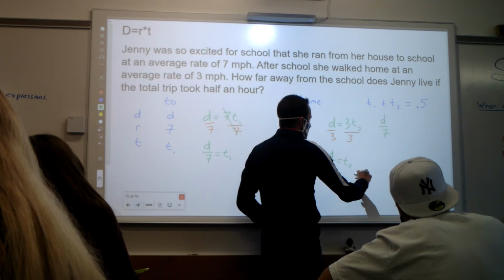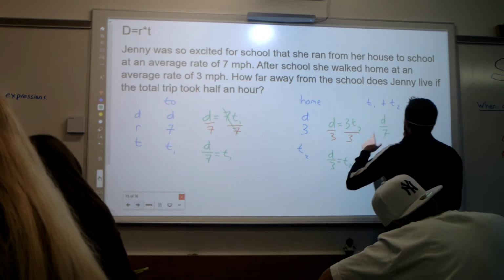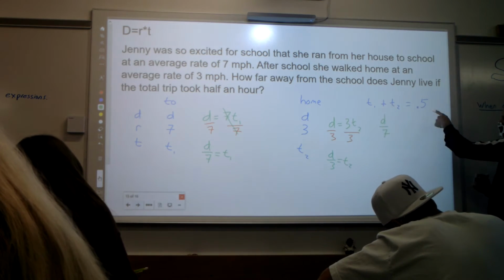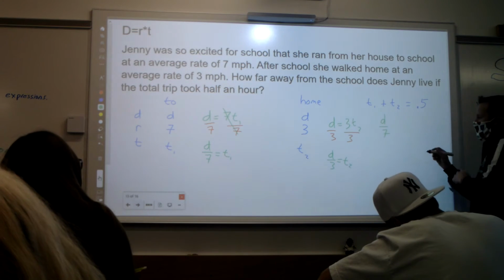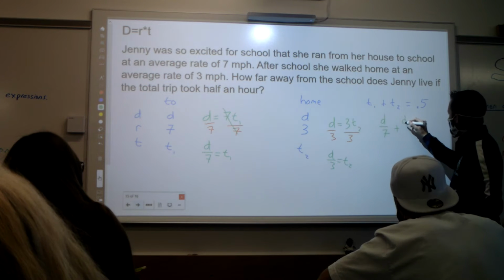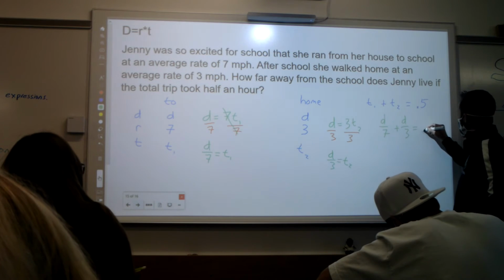So then I'm going to plug that in over here. So the 2 times, if I add them together, take a half hour. Well, I'm going to represent time 1 as distance over 7. Time 2 is distance over 3. And that is going to equal 0.5.